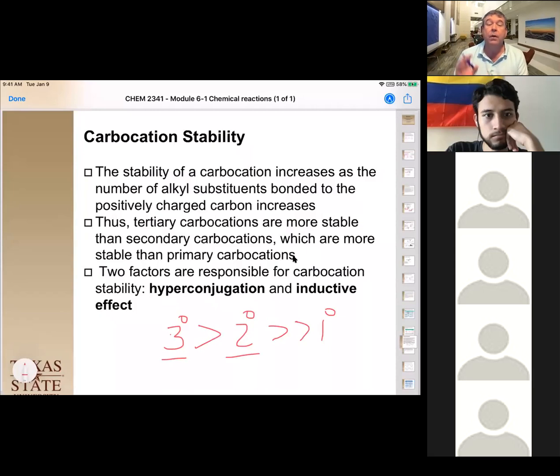The whole reason behind this is 2 things. We have what we call the hyperconjugation effect, which is a through space sharing of electrons, and an inductive effect, and that's through the sigma bond sharing of electrons. Let's talk about both of those different effects right now.